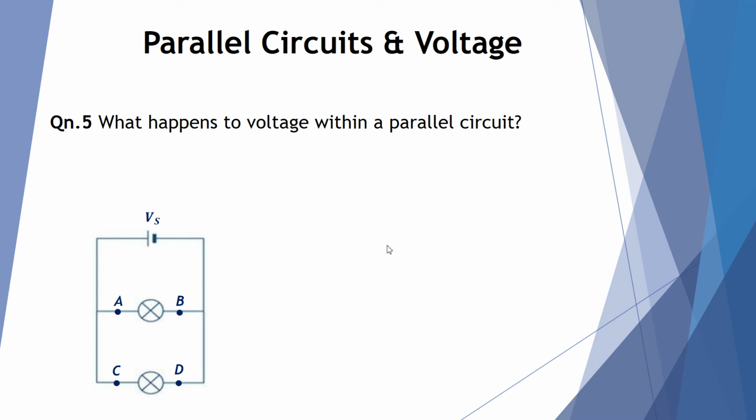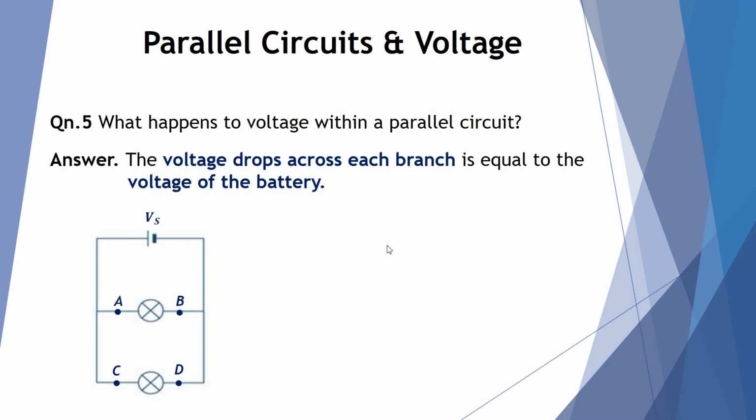Let's now consider parallel circuits. So what happens to the voltage within a parallel circuit? This is quite simple. The voltage across each branch, so between point A B and between point C D, is equal to the supply voltage or the voltage of the battery. And here it is written as an equation.